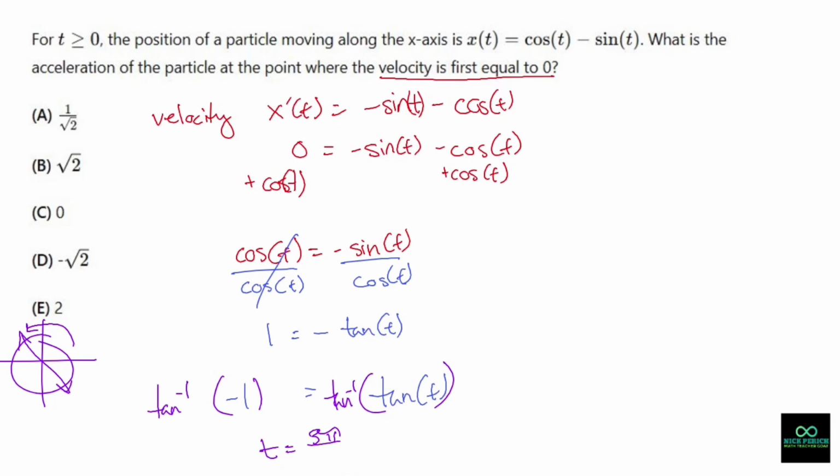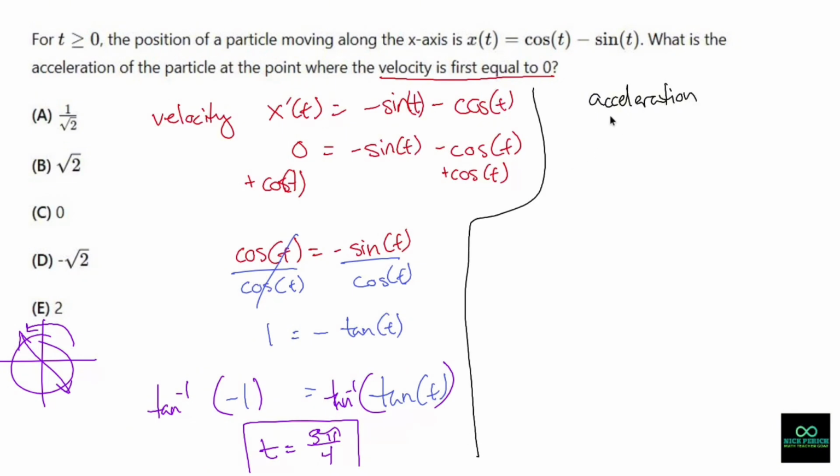3/4 of a pi. All right, so that's my t. What is the acceleration of the particle at that point? So now I have t. I need to find the acceleration. The acceleration is the second derivative. So x double prime of t is going to be the derivative of negative sine t, which is negative cos t, minus the derivative of cos t, which is positive sine t.